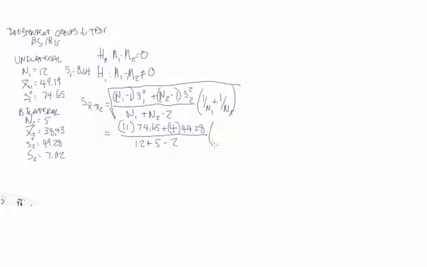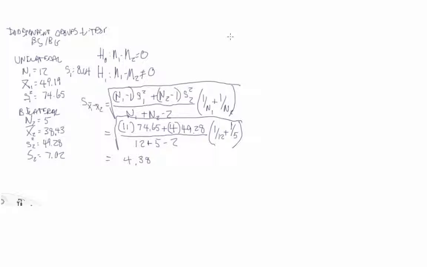Don't need a calculator to figure out that one. 1 over 12 plus 1 over 5. Keep it under the root sign. I'm going to skip a couple steps here, and I can tell you that this comes out to be 4.38. Okay, so multiply this out, divide by this, multiply times that, and there you go.